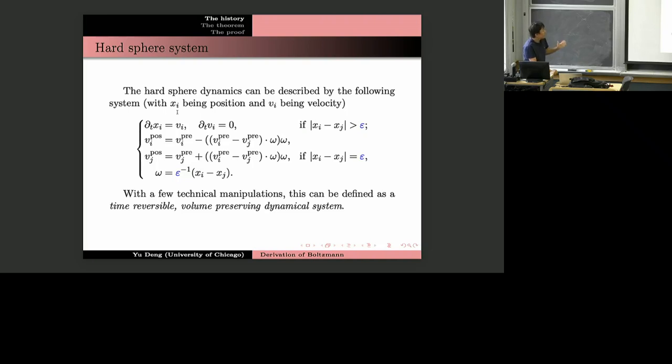Okay, so there are some technical things we need to do to make sense of this definition. For example, when there are three particles colliding with each other at the same time, like this, this will have probability 0, and we don't care about that. With the removal of probability 0 events, we can define this particle system as a time reversal and volume preserving dynamical system.